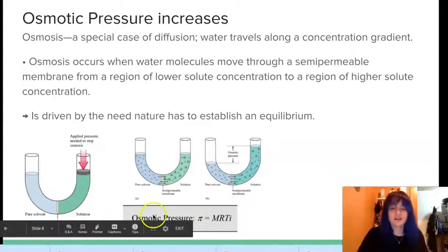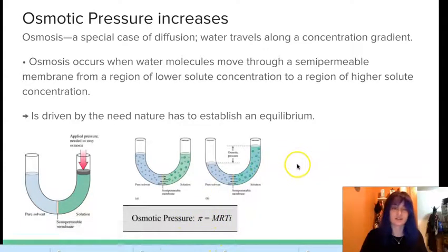So as you can see here, osmotic pressure varies directly with the amount of solute present. So pi, osmotic pressure, is equal to molarity times the gas constant times temperature in Kelvin times the Van Hoff factor. So as the number of solute particles increases, the osmotic pressure is going to increase. And that's it for colligative properties.